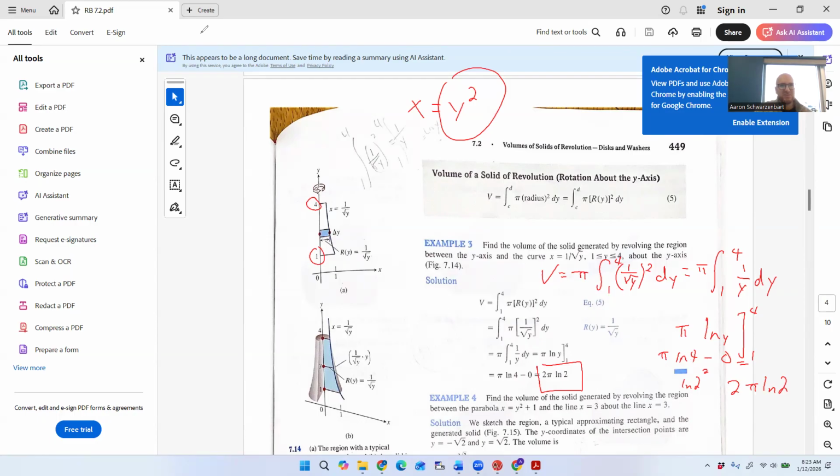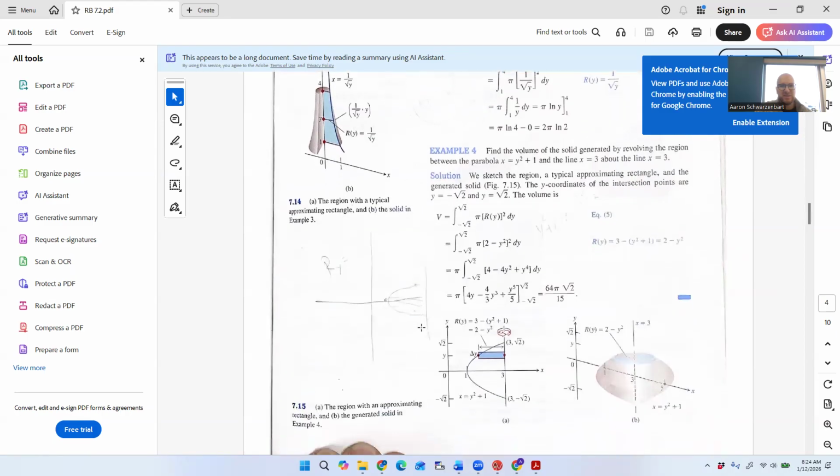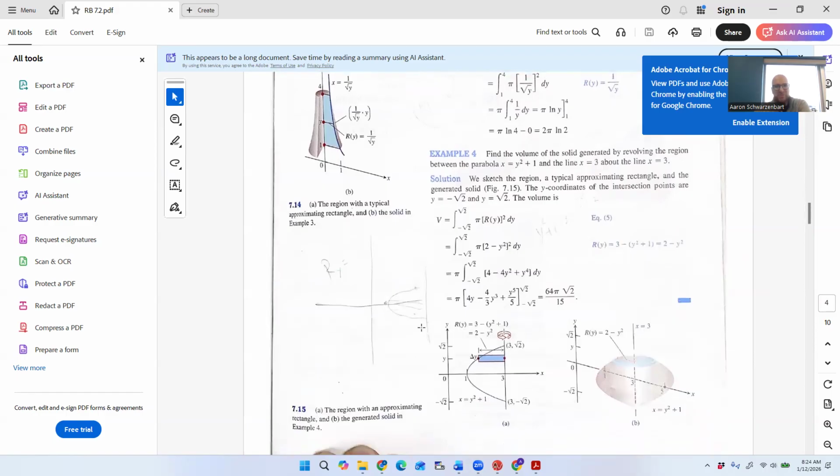Any questions so far? This kind of makes sense. The abstractness of the shapes gets weird. Okay, this one's going to get weird.